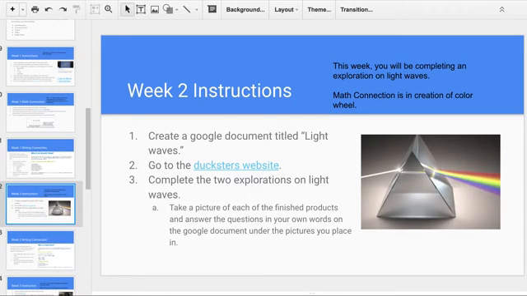Welcome back, everyone. Last week we discussed different types of light waves, and if you were in class, we also talked about sound waves and the different components of what makes a wave. Most of you have already turned in your assignment, which was about transverse waves and what they look like, along with some of the labeling.